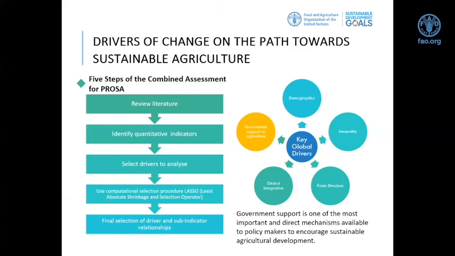So I would like also to mention and talk about another section of the report that has to do with drivers of change on the path towards sustainable agriculture. This part of the report was done by our colleagues in ESA, the Economic and Social Department of the Food and Agriculture Organization. And the section on the drivers is broken down in terms of this combined assessment. There were five steps that were performed to perform this combined assessment.